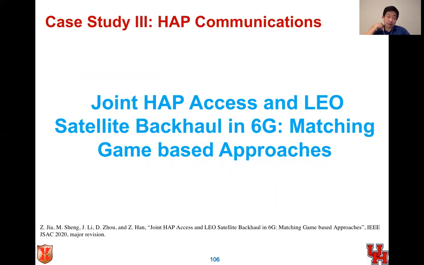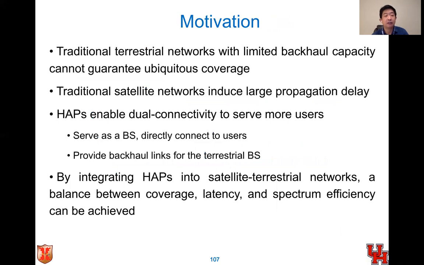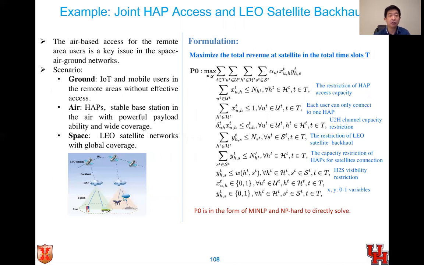So let's talk about an example. This is joint HAP access and LEO satellite by a multi-agent reinforcement learning approach. The motivation is that the traditional terrestrial network with limited backhaul capacity cannot guarantee this coverage, and traditional satellites will have delay. HAP provides the trade-off, so we try to integrate the HAP into the satellite network. The goal is air-based access for remote area users, which is a key issue for the space-ground network.